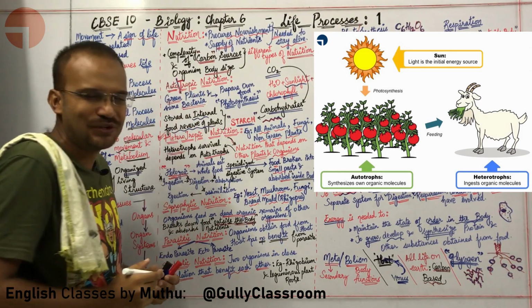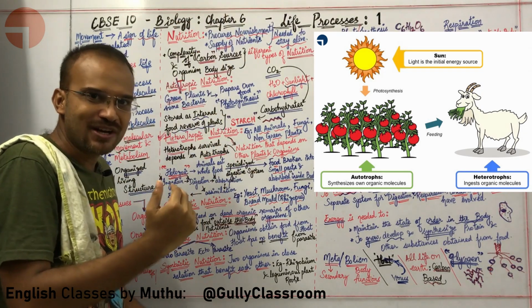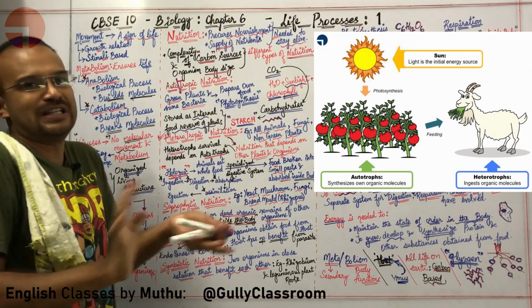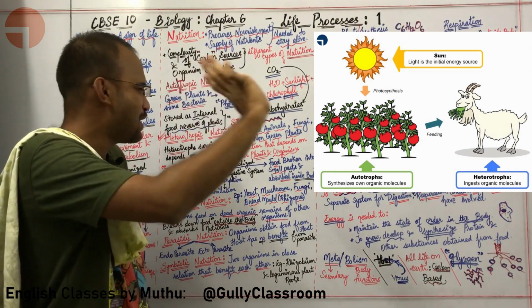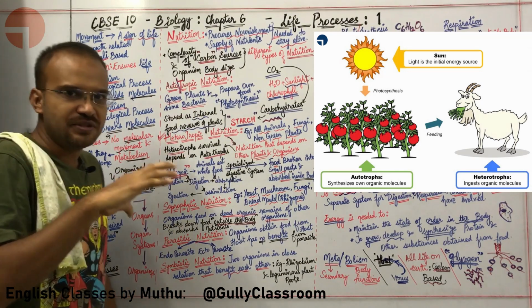Automatically produce food with the help of sunlight, water, carbon dioxide and obviously chlorophyll that is present in the chloroplast of the plants. So hence it is called autotrophic nutrition.